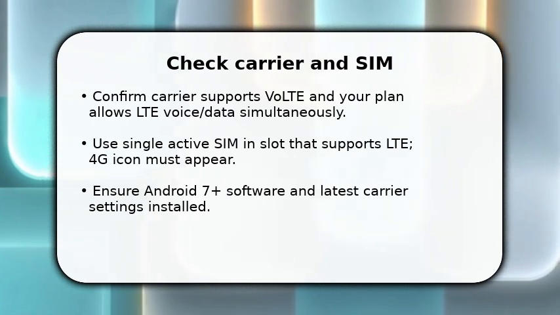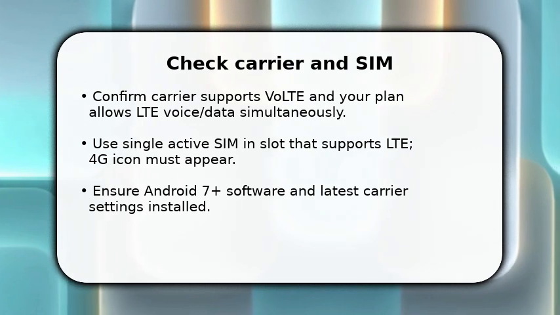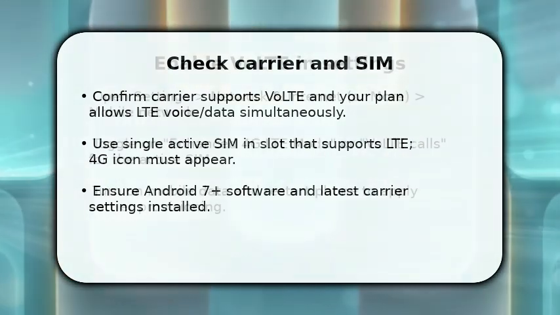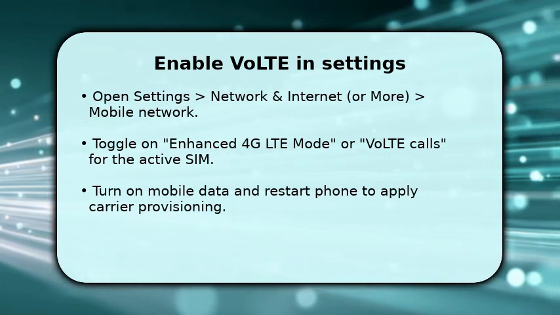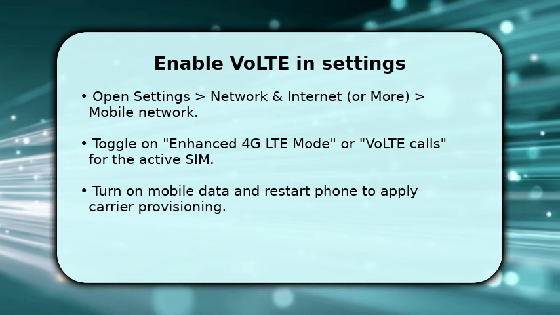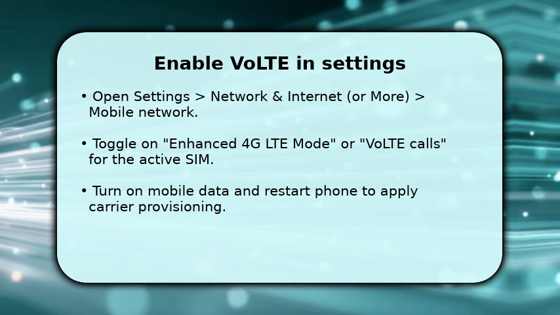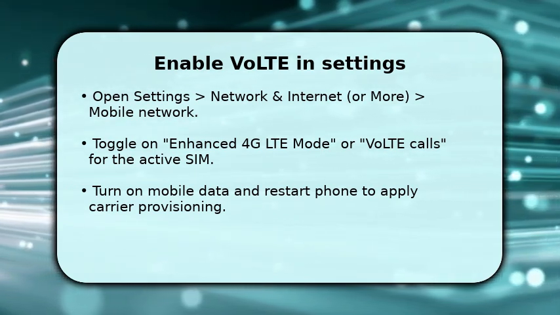These checks avoid wasted changes later and let you move straight to enabling the only reliable method to use internet while on a call: VoLTE. Now enable VoLTE on the device. You go to Settings, then Network and Internet or More, then Mobile Network and select the active SIM. Toggle on Enhanced 4G LTE mode or VoLTE calls. You may see the carrier name update.